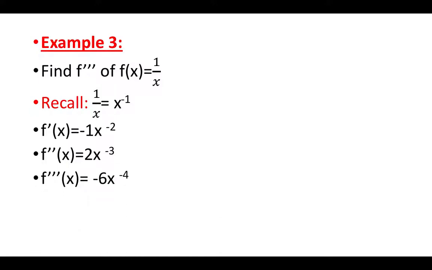And then once you hit your third derivative, you could go ahead and rewrite this x to the -4 in the bottom to get -6 over x to the 4th. There we go. So that is example 3. Just making sure you're keeping track of each derivative and the signs.